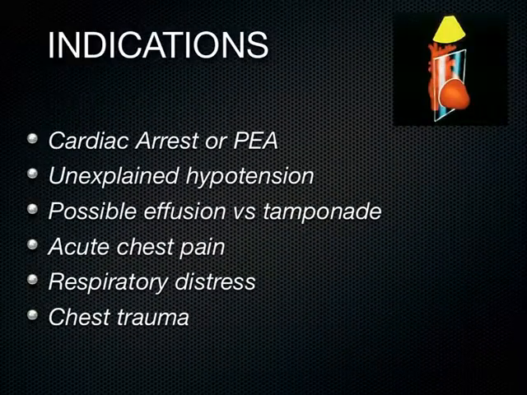The indications to do cardiac ultrasound are any of these situations: a patient in PEA or cardiac arrest, unexplained hypotension, maybe there's an effusion, whether or not it's tamponade, patients with chest pain. Respiratory distress is probably my most common reason why I do a cardiac ultrasound, believe it or not. Unexplained dyspnea: a study has shown that at least 20% of the time, you're going to find a pericardial effusion there, when you don't have another reason for the dyspnea. And of course, with trauma.